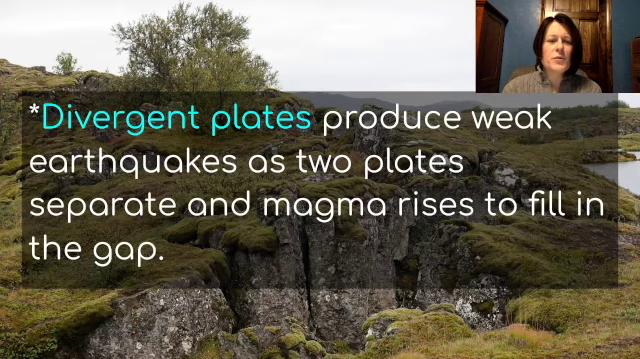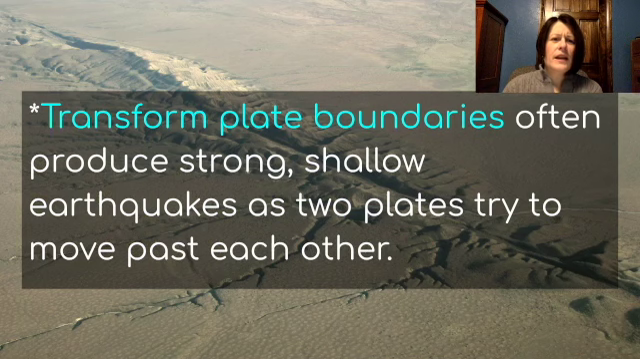Divergent plates produce weak earthquakes as two plates separate and magma rises to fill in the gap. And transform plate boundaries often produce strong, shallow earthquakes as two plates try to move past each other. These tend to be the most devastating of all the types of earthquakes at plate boundaries because they are shallow and strong.